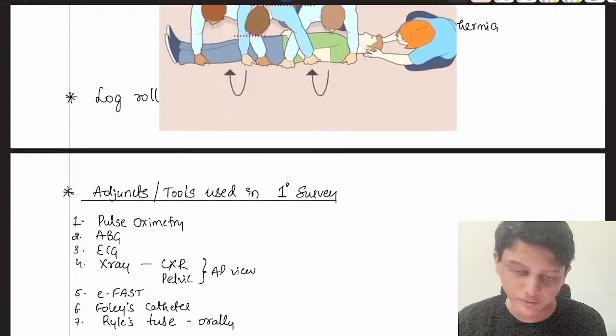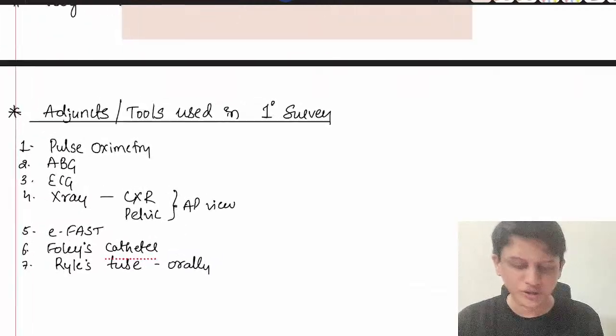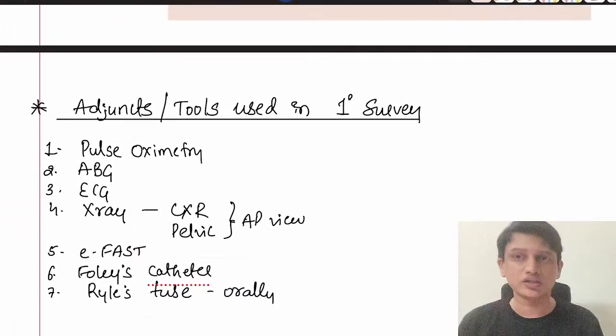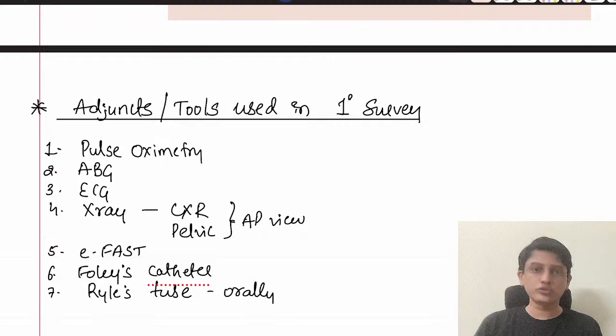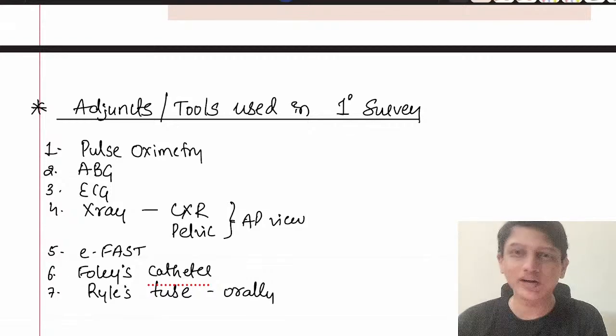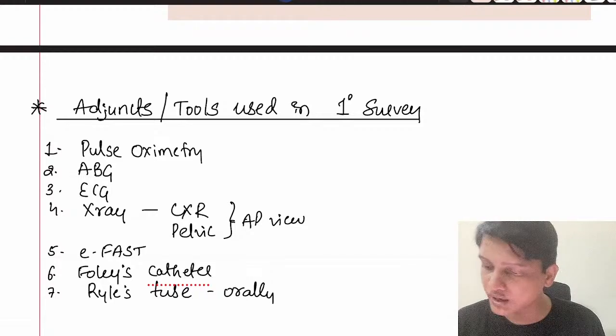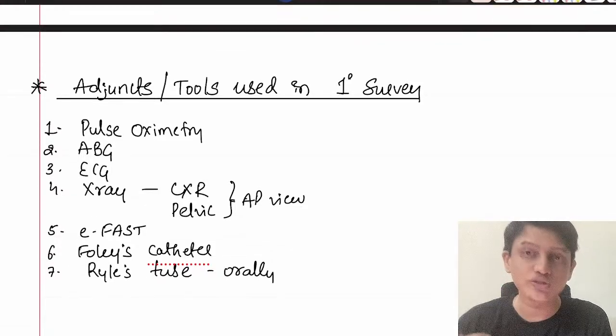And last, before the break, I'll take one more slide. This is a question. Last INICET also this question was asked. They gave 4 options and asked which is not used in primary survey. I'll ask the same question again at the end. Now know what is used, and then you can tell what is not used as part of the answer. So what are the adjuncts or tools used in primary survey?